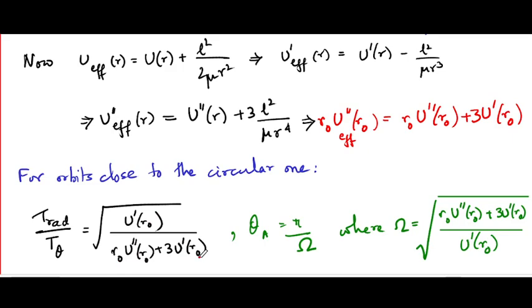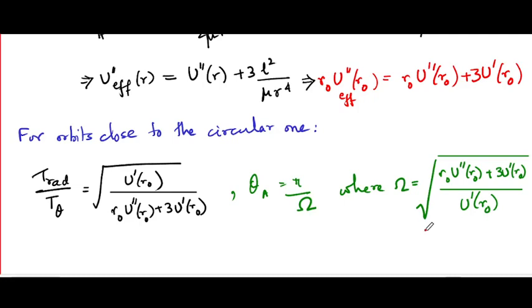Or we can just use the same expression to write theta A, the apsidal angle, as pi divided by capital omega, where capital omega is nothing but the reciprocal of this. R0 U double prime R0 plus 3U prime R0 by U prime R0. Of course, that's capital omega square. Omega is the square root of that. Now note that for a bounded orbit to be closed, we must demand that this omega be a rational number. Of course, the quantity in here is being evaluated at R0, the radius for the circular orbit.